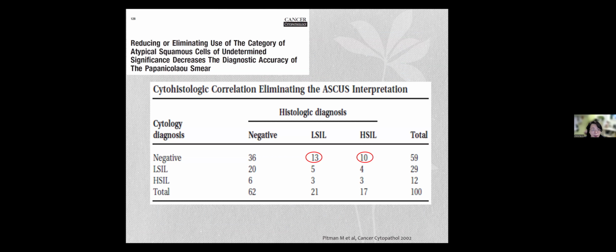So some people ask, why do we use ASCUS? Can we get rid of it? Just black and white, that's what our clinicians prefer: you don't tell me that's ASCUS, I don't know what that means. This study pointed out that if we eliminate ASCUS and put all of them in the negative category, you're going to miss, in this study, 13 low-grade SIL and 10 high-grade SIL. That's pretty significant.